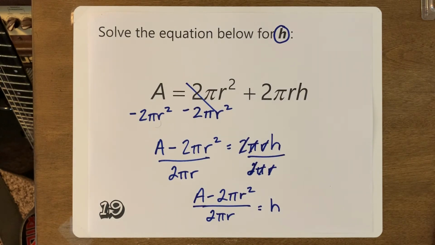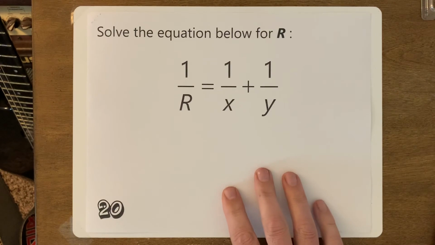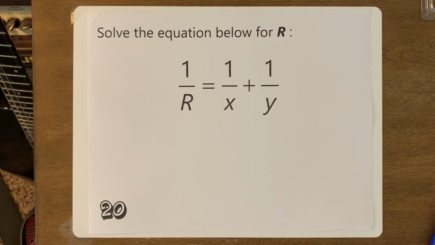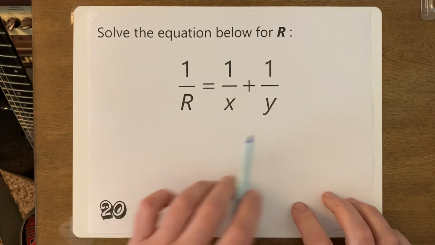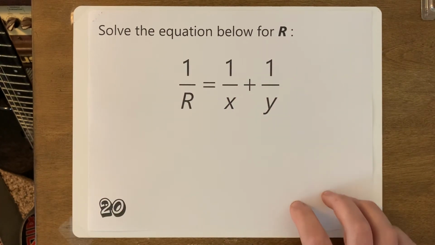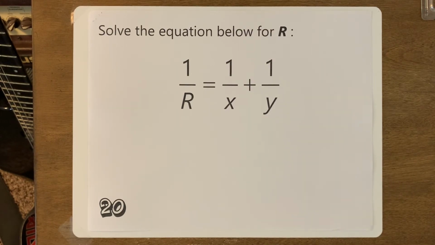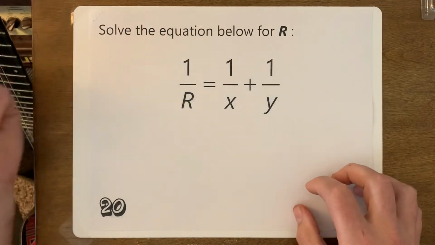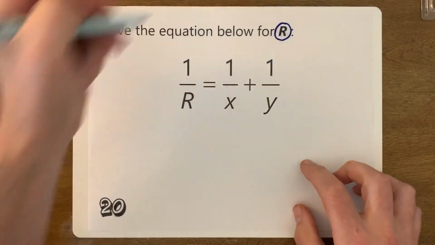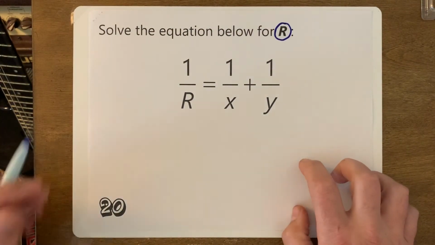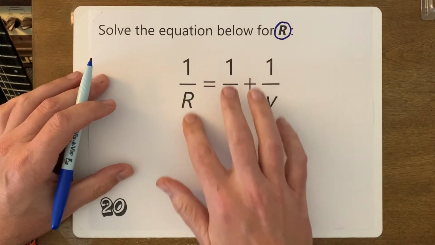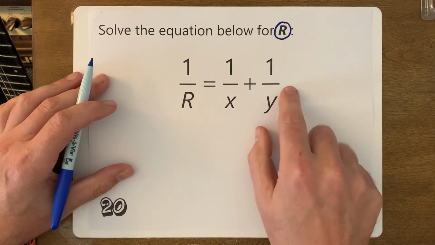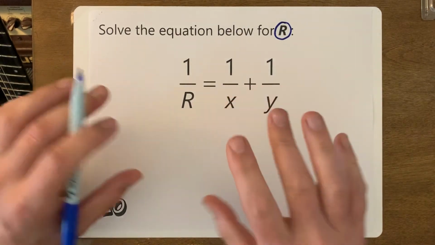All right, last example. This one comes from physics, and it is the formula to calculate the total resistance of two resistors that are in parallel. It also resembles the formula in optics called the simple lens maker's equation. Our goal here is to get this capital R by itself. So how are we going to do that? We don't want to start moving stuff around. What we want to do is combine these two fractions into one fraction so that we can flip them.